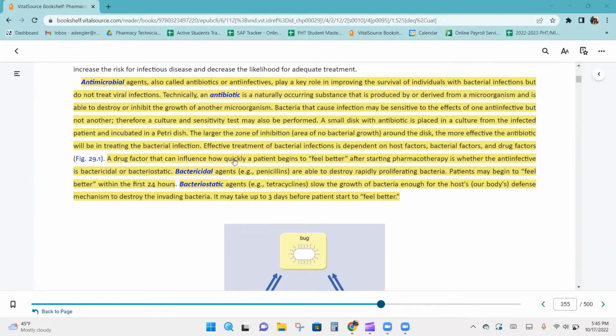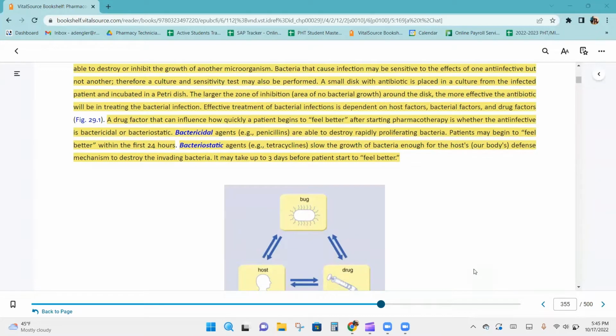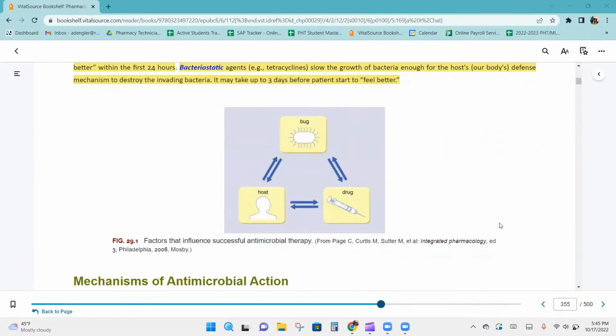A drug factor that can influence how quickly a patient begins to feel better after starting pharmacotherapy is whether the anti-infective is bactericidal or bacteriostatic. Bactericidal agents like penicillins are able to destroy rapidly proliferating bacteria. Patients may begin to feel better within the first 24 hours. Bacteriostatic agents like tetracycline slow the growth of bacteria enough for the host, our body's defense mechanism, to destroy the invading bacteria. It may take up to 3 days before you feel better.